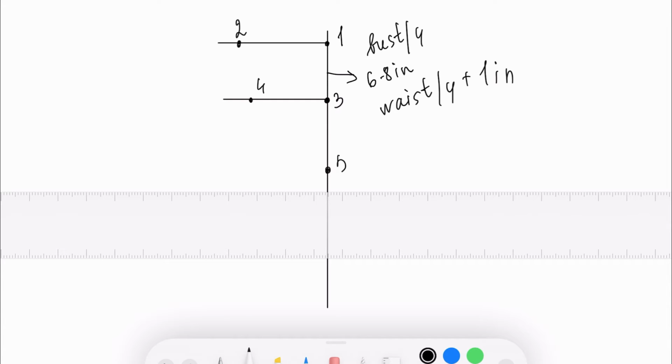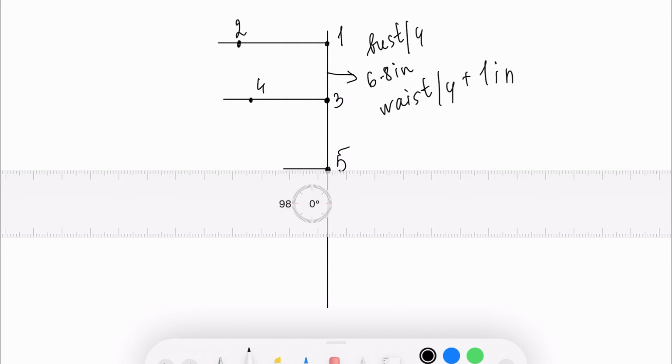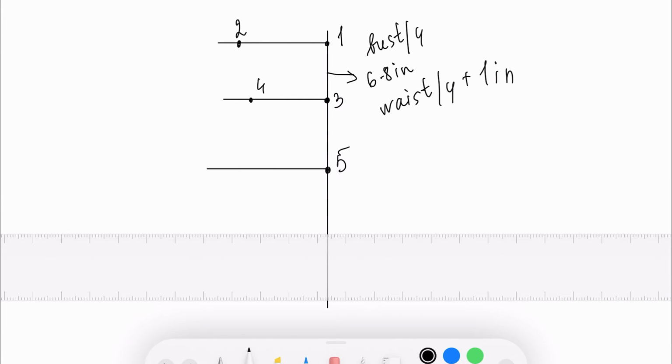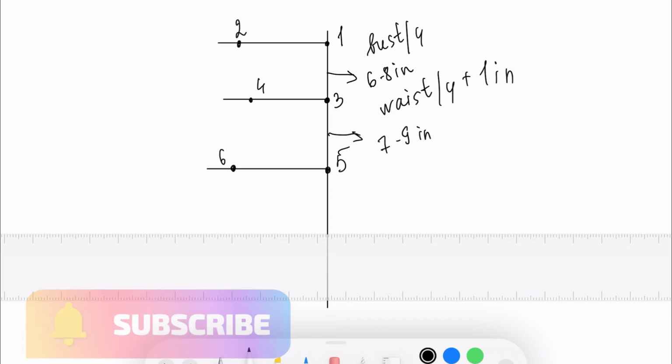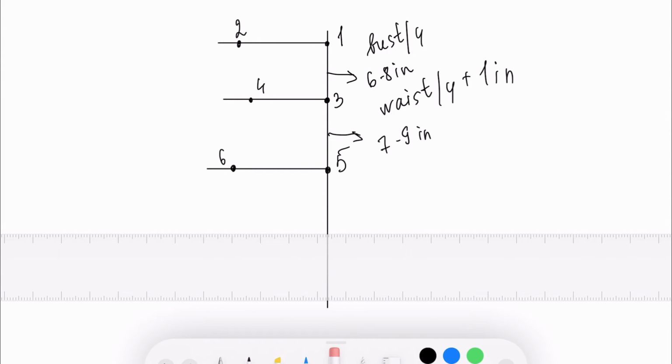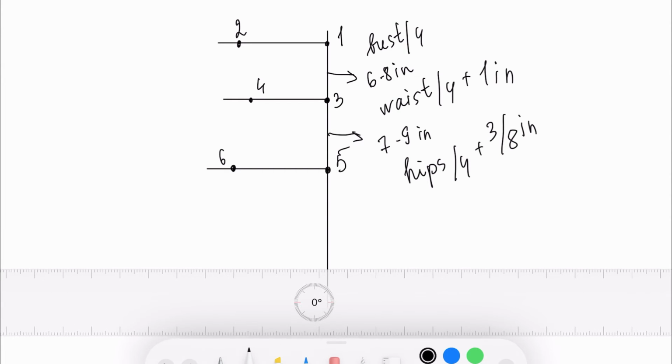From point 3, go down and mark point 5 and make a line perpendicular to the vertical line. The distance between these points is about 7-9 inches. For tall people it's 9 inches, for shorter people it's about 7 inches. For my pattern I put 8 inches. This is about the same for all sizes, 7-9 inches. So mark point 6 on this line. Distance between point 5 and point 6 is equal to your hips measurement divided by 4 plus 3/8 of an inch. From point 5 go down and put point 7.